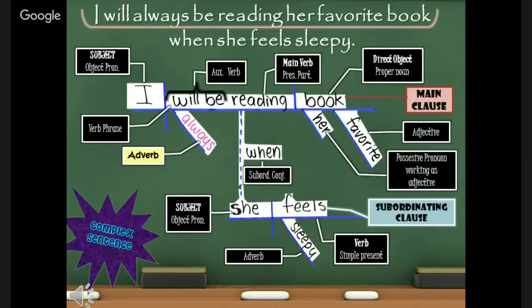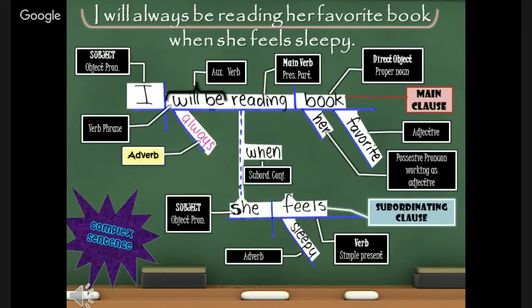This is the third example, and the sentence goes, I will always be reading her favorite book when she feels sleepy. I will always be reading her favorite book is the main clause. I is the subject and it is an object pronoun. Will be is the auxiliary verb, the use of will. Reading is the main verb and is the present participle. But we have always in this sentence. Always in this case goes under the verb, not in the verb. It has to go under because it is an adverb.